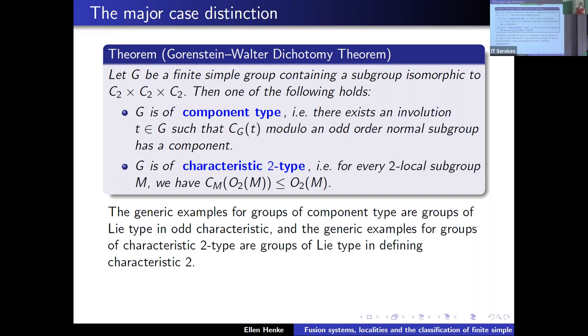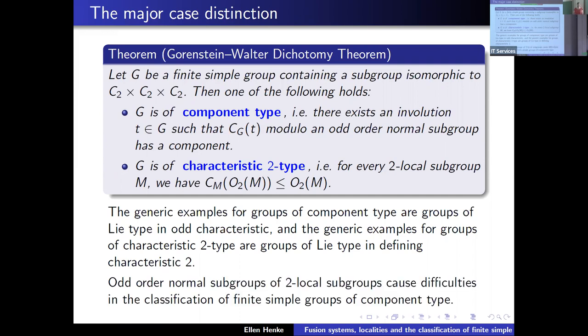Okay, so if you look at groups of component type, we have to deal with these odd order normal subgroups. They don't occur if you have this condition here. And this actually leads often to some problems in the proof of a classification. And now working with fusion systems is a conceptual way to circumvent these problems. So fusion systems are now the next thing I want to talk about.